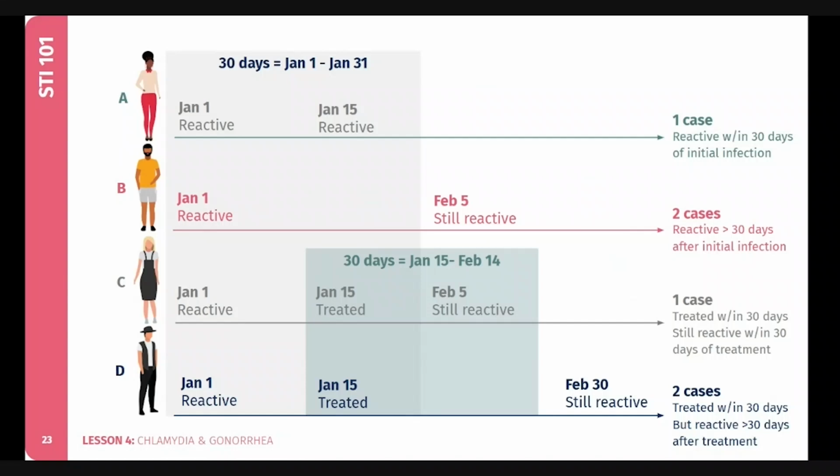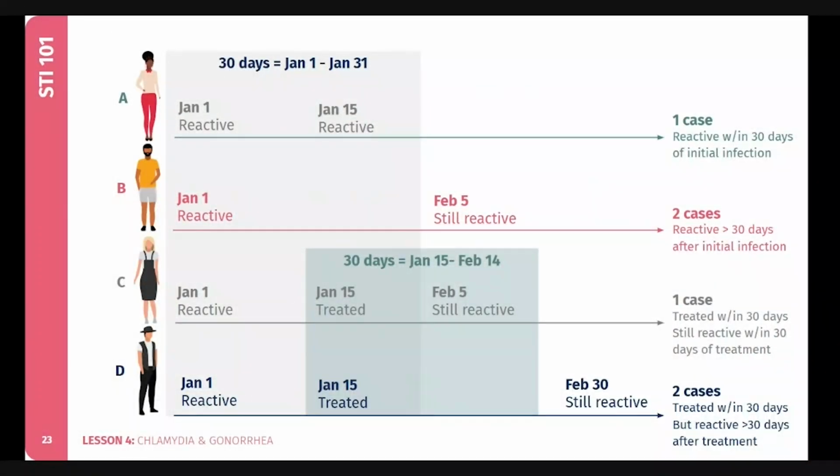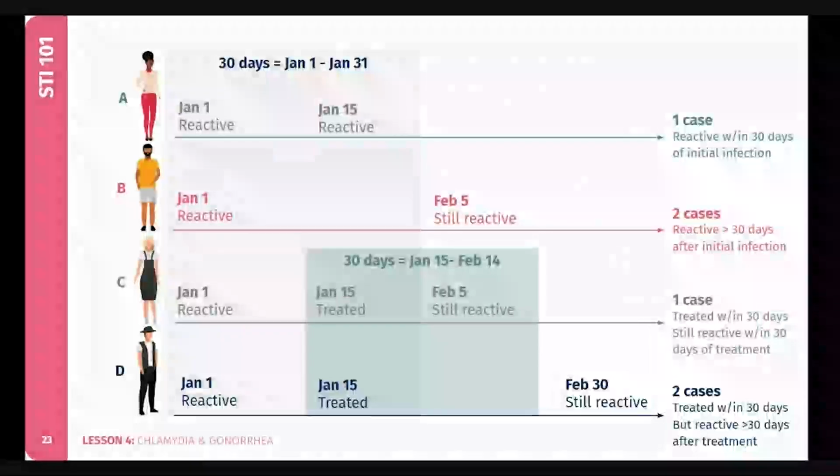Because they received treatment within 30 days, instead of using the initial test as a frame of reference, we would use the day of treatment as a new frame of reference for reinfection. This means they would still only be considered a reinfection if they are still testing positive after February 14th. Take a look at person C. Like person B, they are still testing positive on February 5th. But unlike person B, they received treatment on January 15th. So we would only count person C as one case, and we would not consider them reinfected since they are testing positive within 30 days of their treatment, and they received treatment within 30 days of their infection.